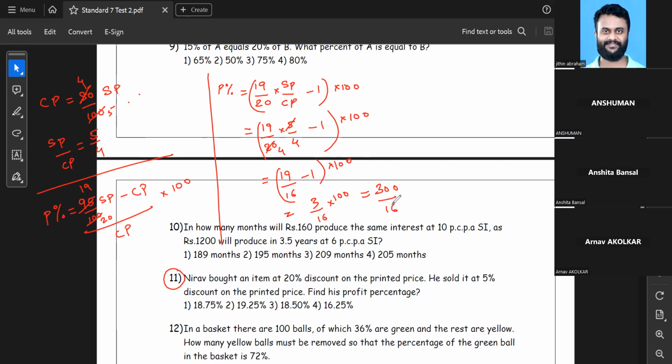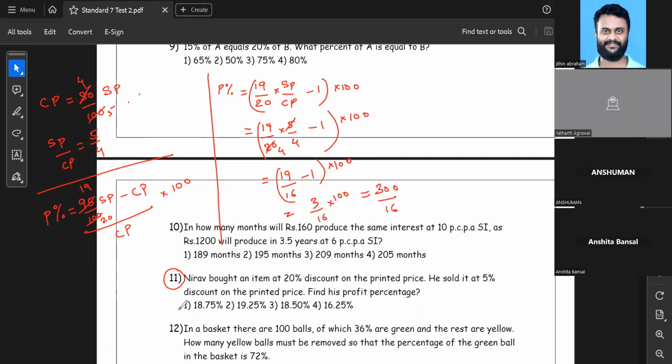What should be the answer? 100 upon 16 is 0.625. 18.75 should be the answer. I got 18.75.